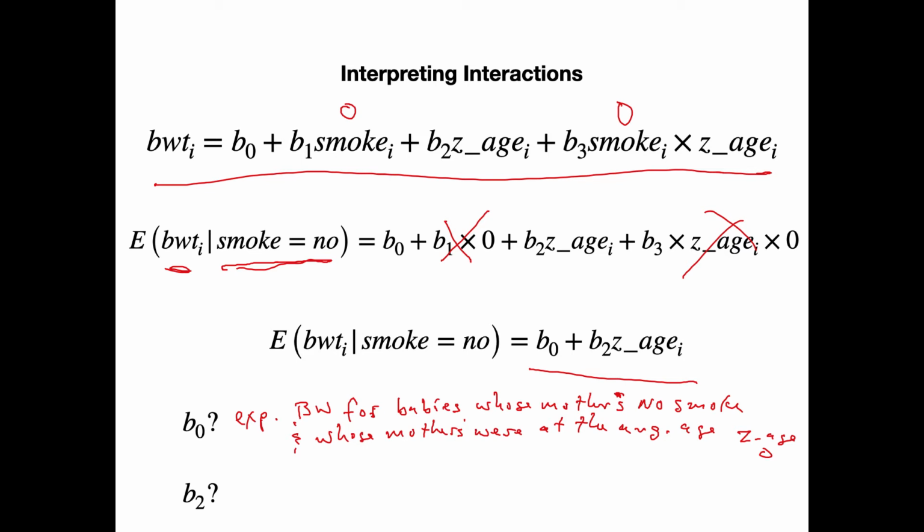Okay, so let's think about what B2 means. This is the relationship between increases in age, or a 1 unit increase or 1 unit difference in age, and birth weight, but it's for a specific group, for mothers who did not smoke. So B2 is the expected difference.